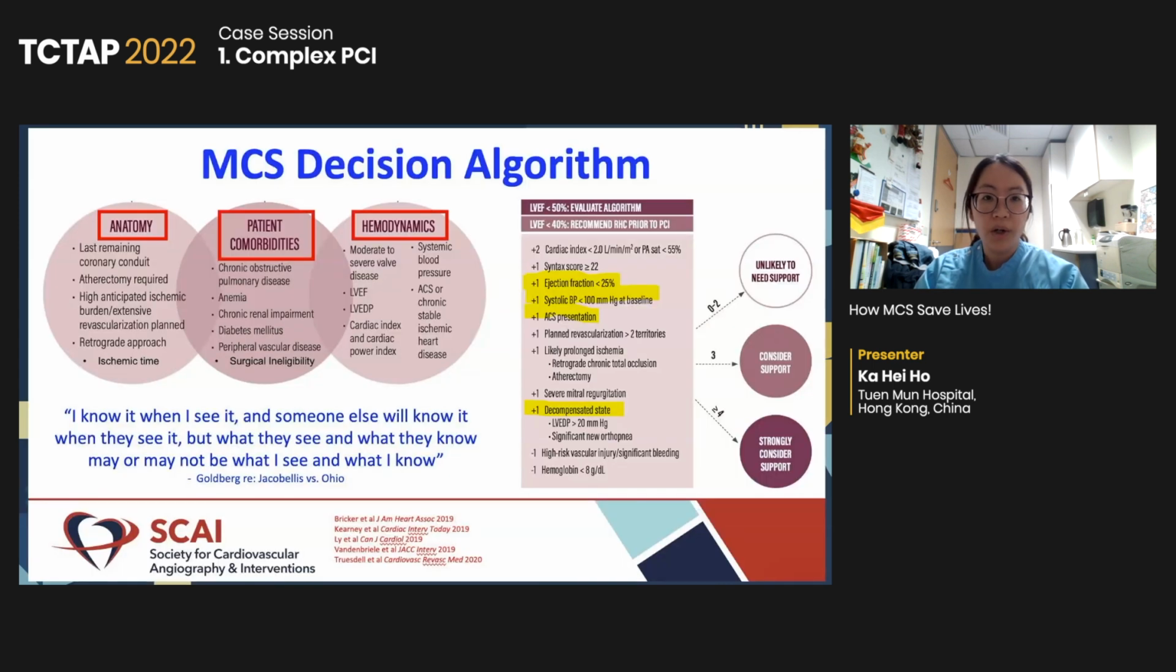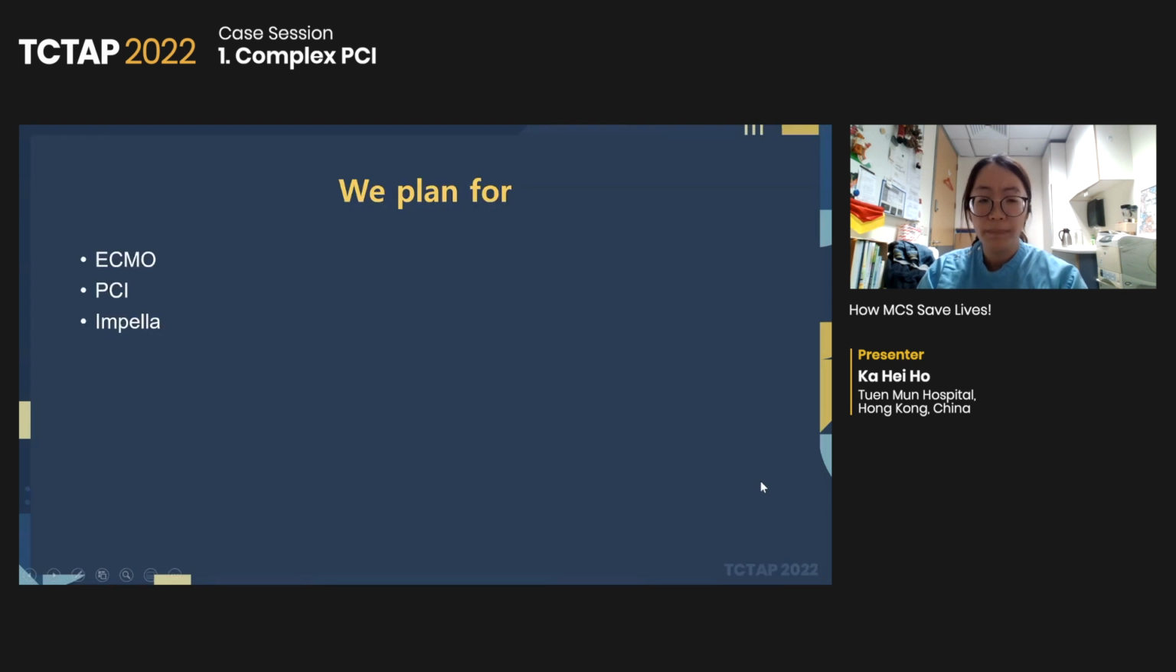So whether you perform PCI and MCS, and whether MCS is needed, this is a chart that I adapted from the SCAI. It actually depends on the coronary anatomy, the patient comorbidities, and the hemodynamics. And indeed, given the coronary anatomy of our patient, the patient actually has a very high risk of deterioration and very high risk of PCI. We have a very poor LVEF, shock, ACS presentation, decompensated state, and they suggest you to consider support first. So we planned for ECMO first, then we proceed to PCI, and then we plan the impeller for LV venting, and that's our plan.